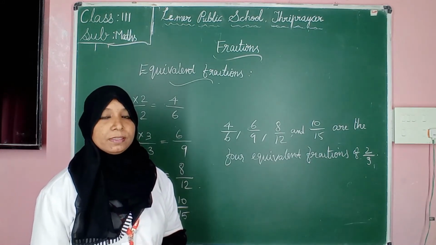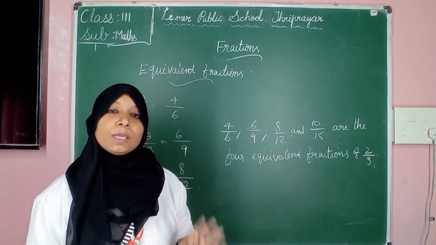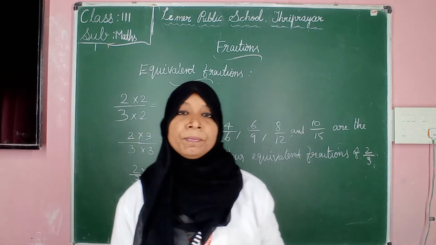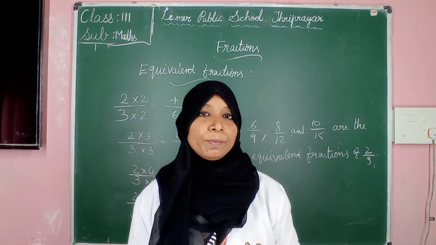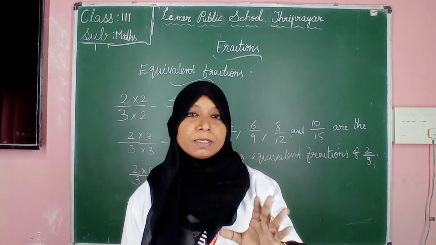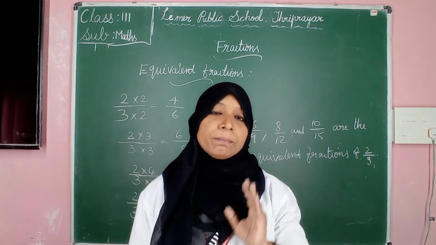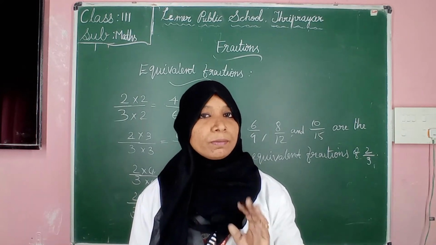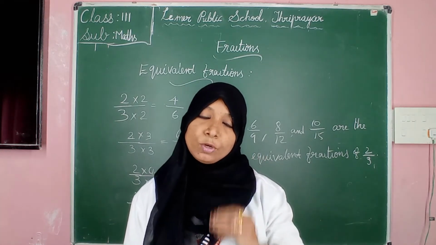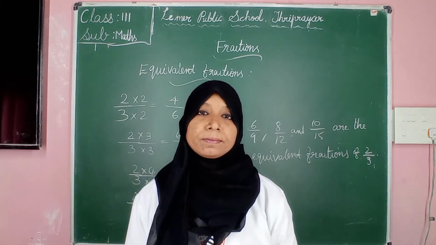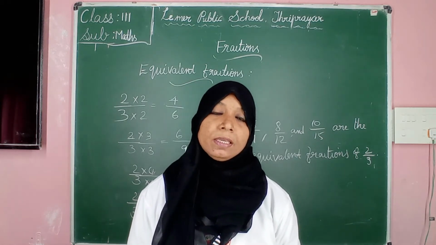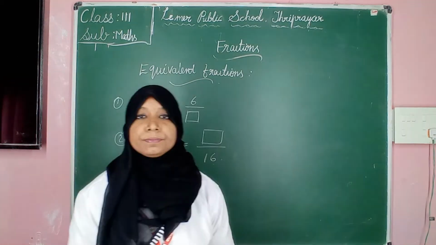Okay, is it clear to all of you how to find the equivalent fractions of a given fraction? Very simple: multiply both numerator and denominator by the same number. If it is 2, multiply both numerator and denominator by 2. If it is 3, multiply both by 3. Whichever number you take, multiply both numerator and denominator by the same number.